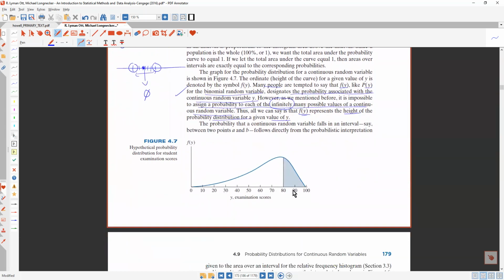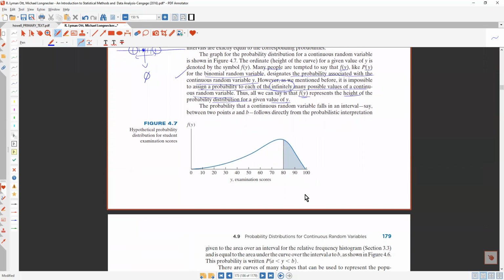Okay, so here's another distribution. This one's skewed a little bit, where we may be interested in a score of approximately 80 here. So these are student examination scores. There's a score of 80, goes up to about 100. We may be interested in this distribution.